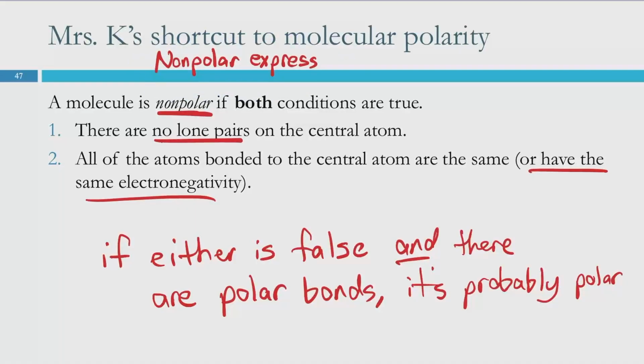So this is what I recommend. I think this is a lot easier than doing vector addition. If you feel comfortable doing vector addition and scaling the length of your arrows proportionally to the difference in electronegativity, you're welcome to do that. That's the more robust way to do it. The nonpolar express, I think, is a great alternative and requires significantly less brain power. So you'd just memorize these 2 parts, and then boom, you've got molecular polarity solved, essentially.